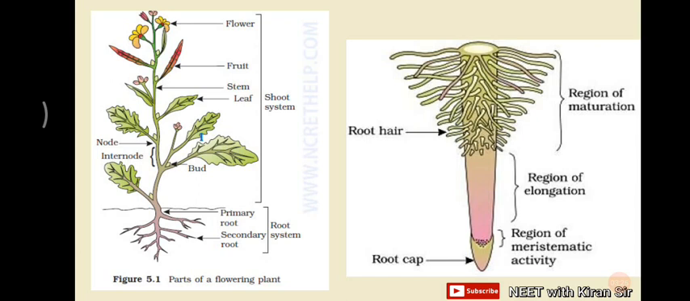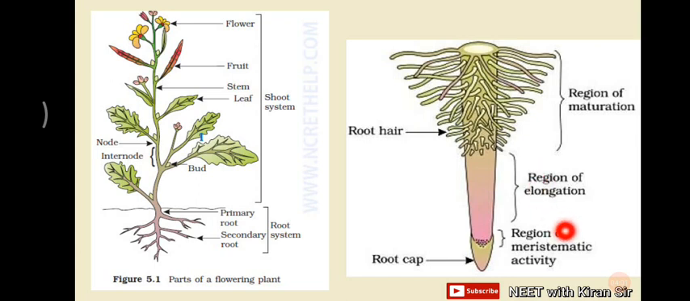When you consider a growing root, it has three distinct regions. The first is the region of meristematic activity. The second is the region of elongation, and the third is the region of maturation. As far as CET or NEET is concerned, there are certain questions: which of the following zones has root hairs, which zone helps in elongation of the root, or which zone helps in the growth of the root?